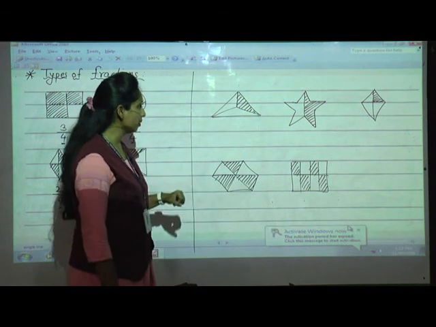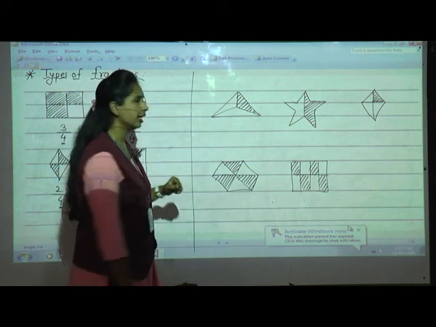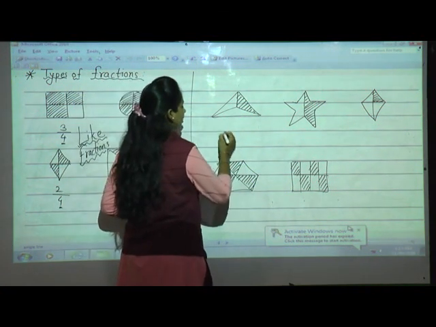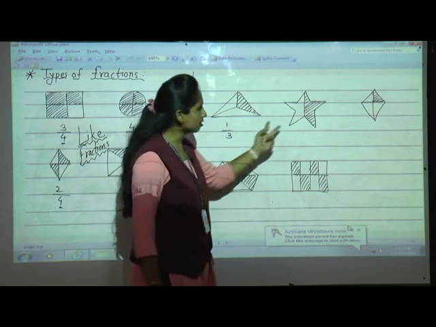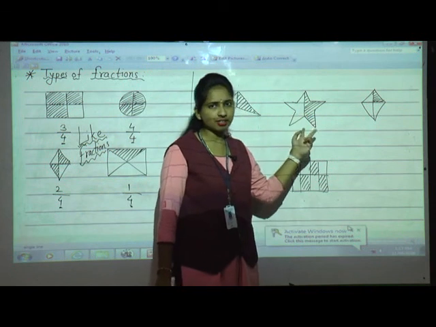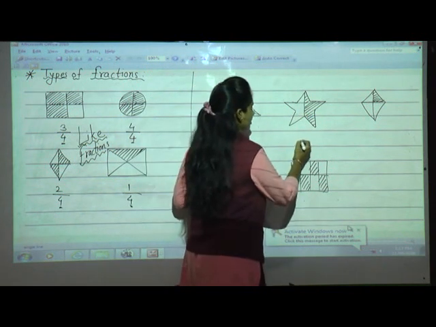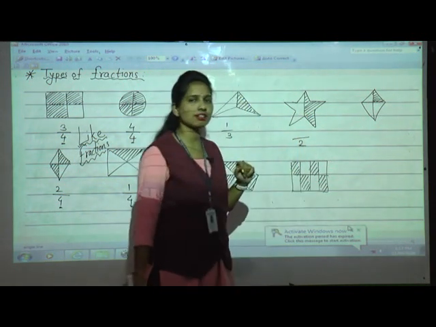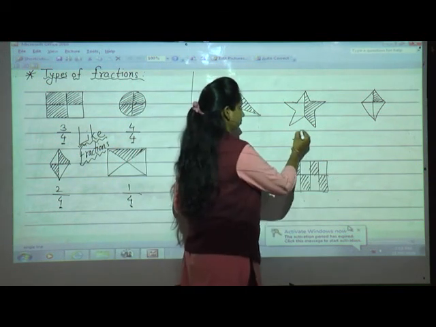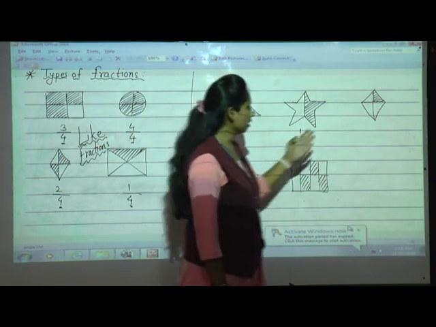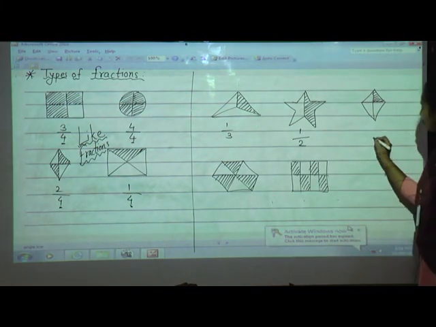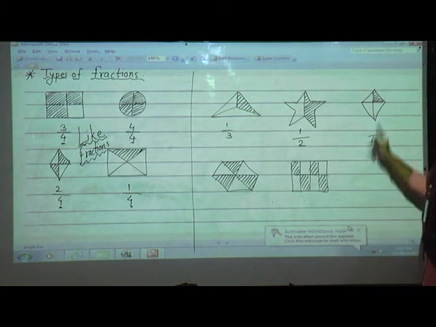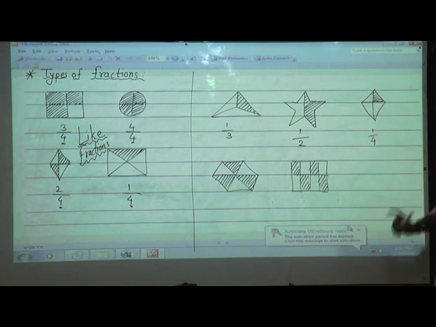Yes. Now what about these shapes, students? Now see this shape. How many parts are there in all? 3. Out of that, how many are colored? 1. Now see this star. How many parts are there in the star? 2 parts. Out of that, how many parts are colored? 1. Isn't it? Now see this diamond shape. How many parts are there? 4 parts. Yes. How many parts are colored? Only 1. So write in the place of numerator.